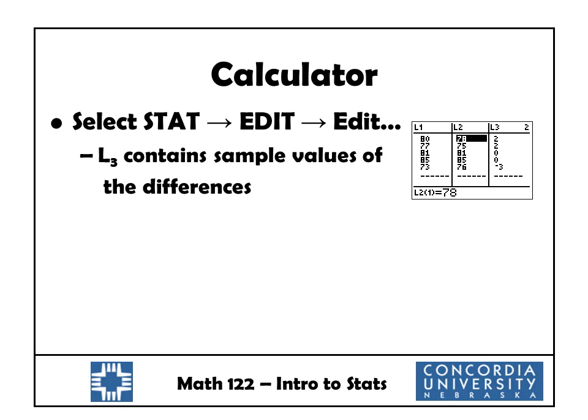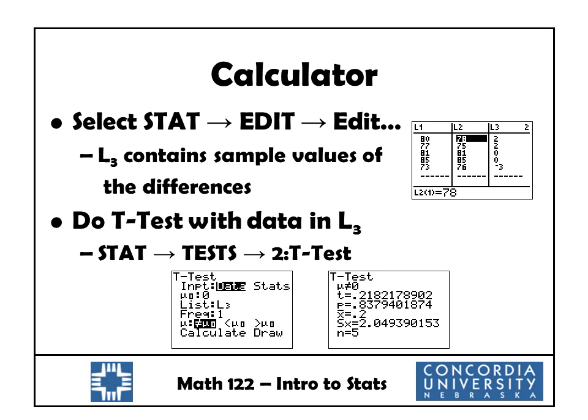Now just to look at what's being done here, if you go to Stat, Edit, Edit, you can look at those three lists, L1, L2, and L3. Notice there in L3 it's entered numbers. It took the 80 minus 78 and got 2, 77 minus 75 and got 2, 81 minus 81 and got 0, etc. So those are sample values of those differences that we defined earlier.